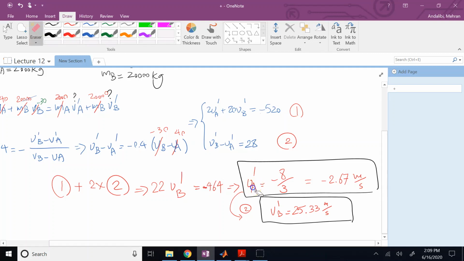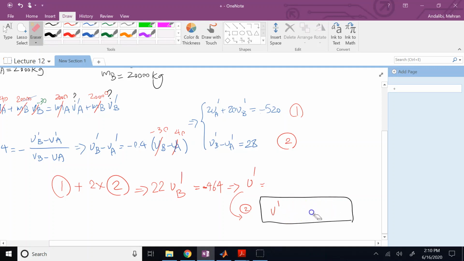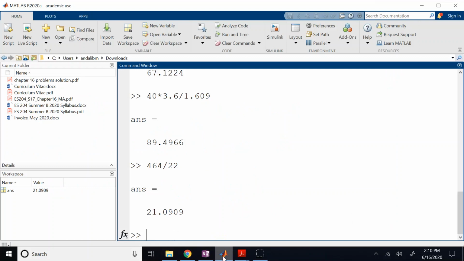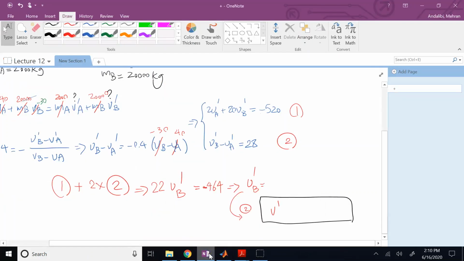And therefore VB prime, the velocity of the semi after impact, is going to be 464 divided by 22, which is 21.1 meters per second, with a negative sign, of course. And then if you plug it back into 2, velocity of A after impact is going to be VB prime minus 28, so it is going to be minus 49.1 meters per second.